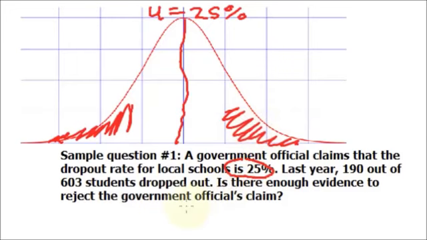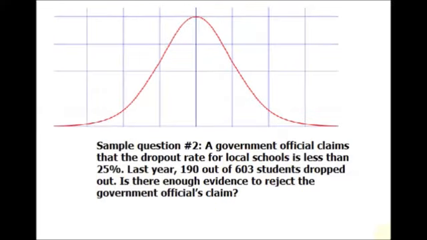Let's look at an example of a one-tailed test. In this next question, we're saying that the dropout rate is less than 25%. If you see any wording like less than, smaller than, this is going to be a one-tailed test. Why? Well, the government official says the dropout rate for local schools is less than 25%. I'm going to put that 25% in the middle. It doesn't really matter where you put the 25%.